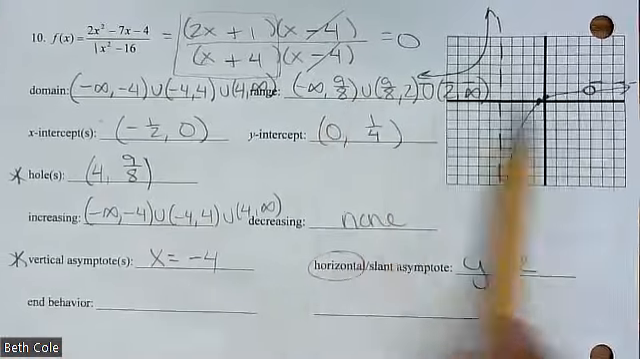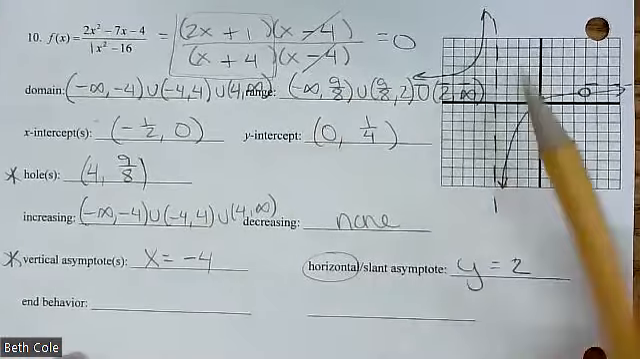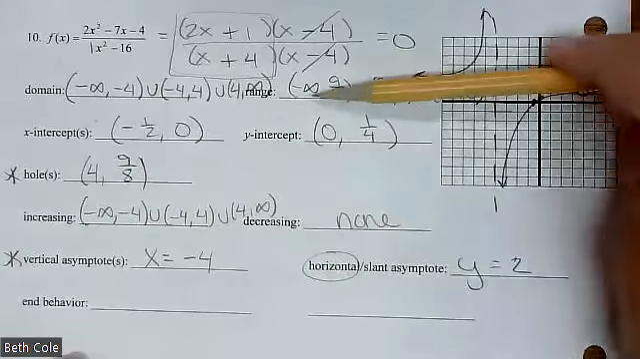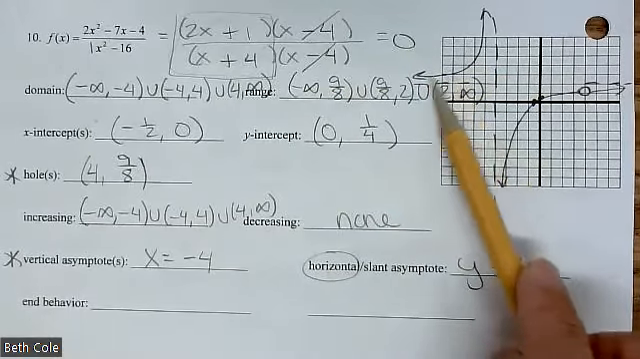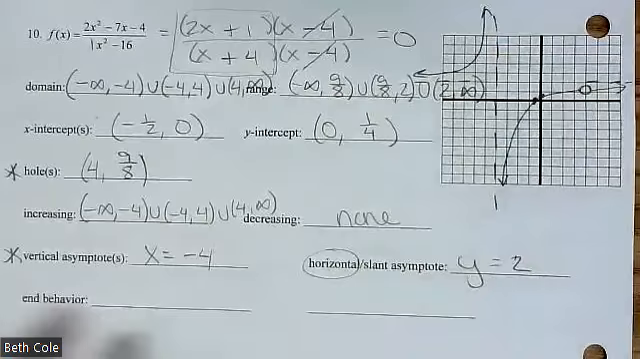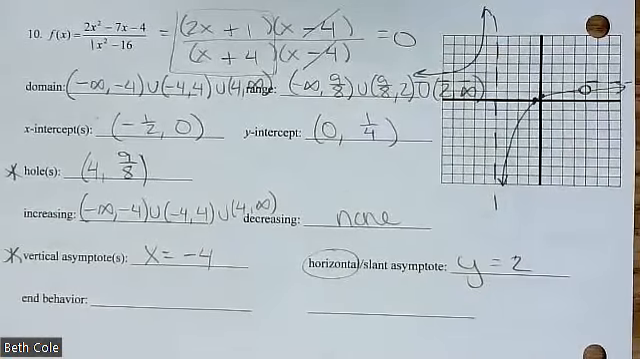So we're leaving out 9/8 because there's the hole, and then 2 because it's the horizontal asymptote, so it's never going to run into that. It's kind of like leveling off there, but it's never going to actually touch, so we have to leave it out. I'm sorry, let me write that up here on the board because I ran into the grid. So we're leaving out 9/8.